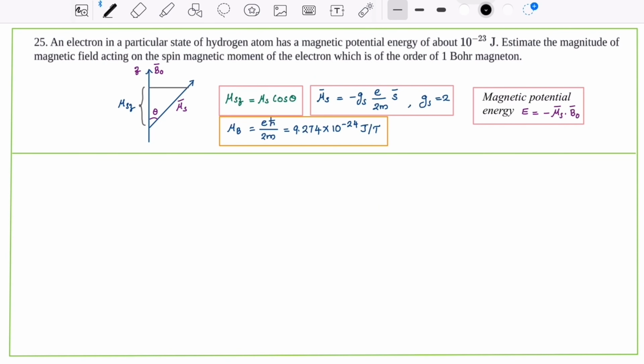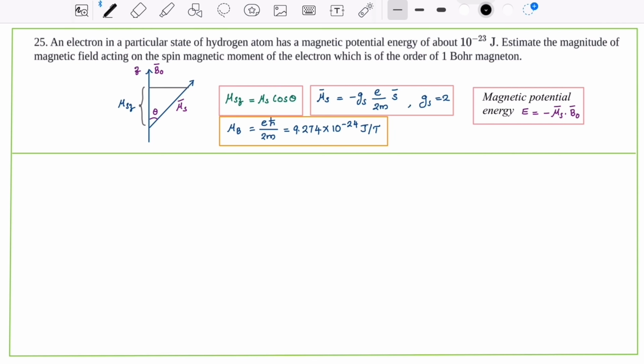The next question is: an electron in a particular state of hydrogen atom has a magnetic potential energy of about 10 raised to minus 23 joule. Estimate the magnitude of magnetic field acting on the spin magnetic moment of the electron, which is of the order of 1 Bohr magneton. In the present problem, magnetic potential energy is given.